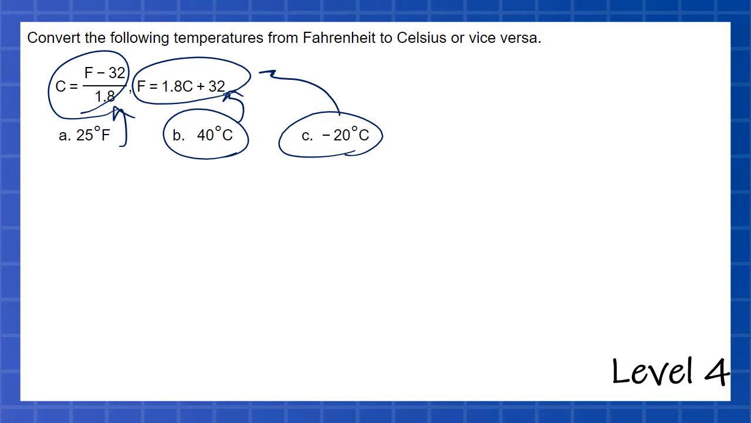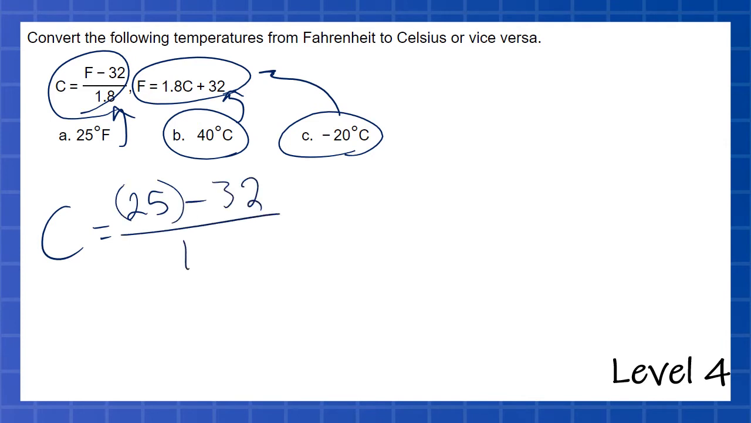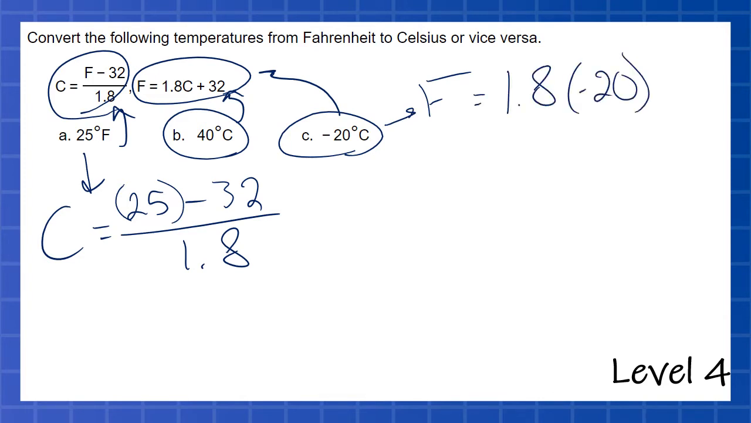So for example, A would be C, the Celsius for A would be 25 degrees Fahrenheit minus 32 over 1.8. Now, if we're going to use something like C of negative 20, I want to convert that to Fahrenheit. So we're going to say Fahrenheit equals 1.8, and I have negative 20 for my Celsius plus 32. And that, whatever that calculates to, is going to end up being our answer.